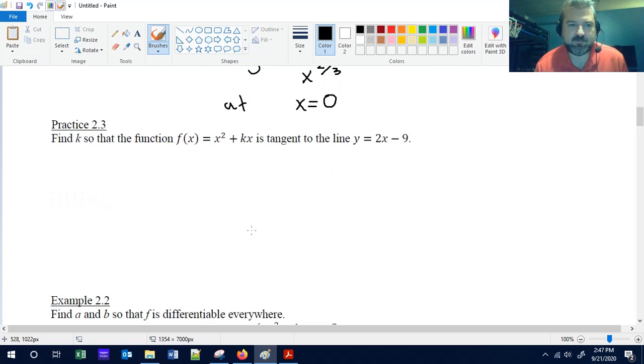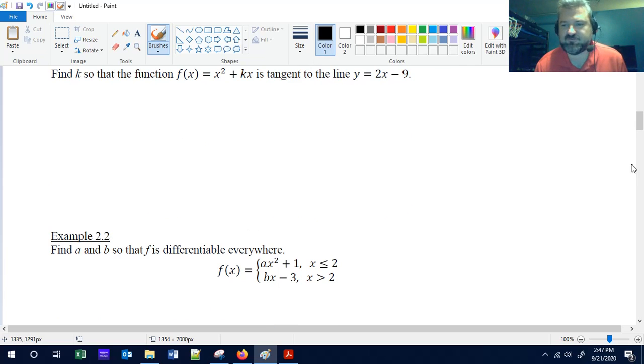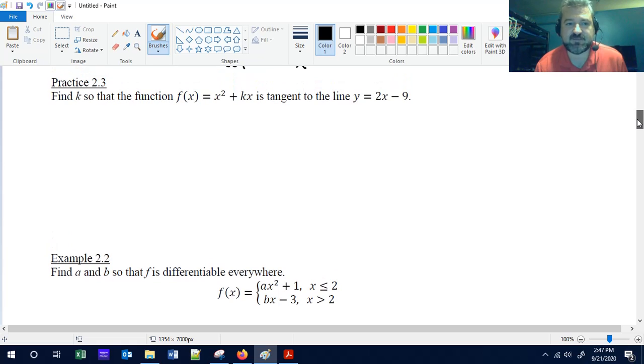All right. Practice 2.3. Find the k so that the function f of x equals x squared plus kx is tangent to that line. So think it out. See if you can figure it out. Okay, so hopefully you were able to figure this one out.